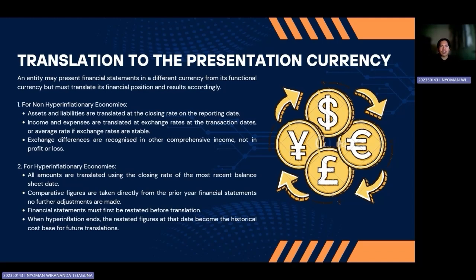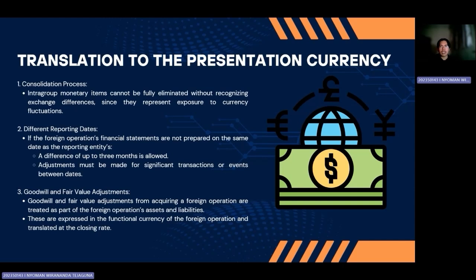For hyperinflationary economies, where inflation is extreme, typically exceeding 100% over 3 years, as seen in countries like Venezuela or Zimbabwe, financial statements must be restated for inflation in accordance with IAS 29. After restatement, all amounts including comparatives are translated using the closing rate at the most recent balance sheet date. The restated figures become the new historical cost base once hyperinflation ends. Translation to the presentation currency.